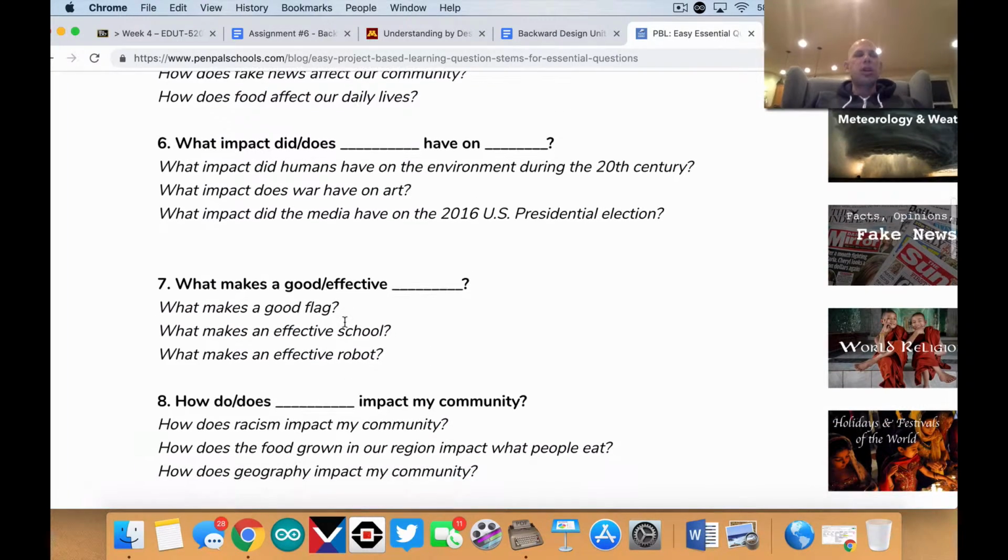And it's interesting to look, what makes a good flag? What makes an effective school? These are things that have multiple answers. What impact does war have on art? So essential questions are really fun to write, and I'm going to be challenging you to kick off this week 6 unit plan with the creation of some essential questions. It's okay to change these. They're going to develop over time, but it's really the essence of unit planning and backwards design is anchored by these questions. So let's get a head start.